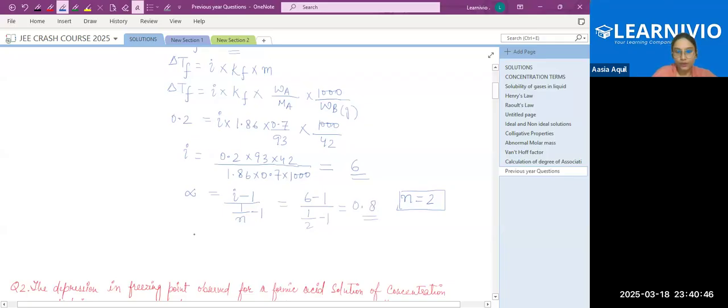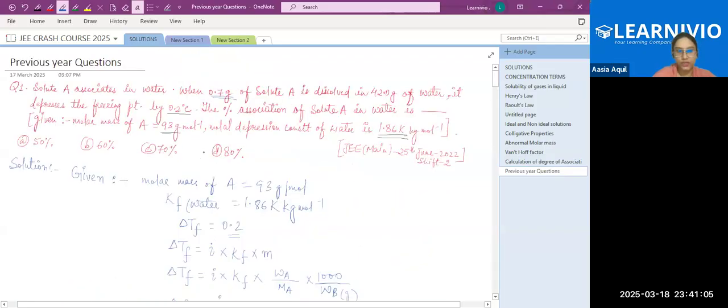Now you have to find the percent association. What will be the percent association? 0.8 times 100, which is equal to 80%. So what will be the answer? Which option is correct? Option D will be correct, 80%. Got it?